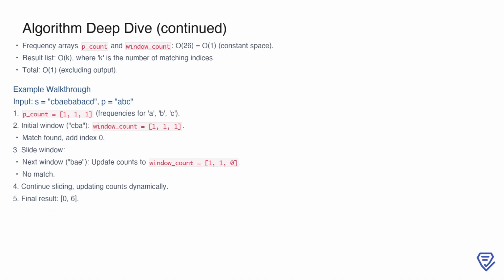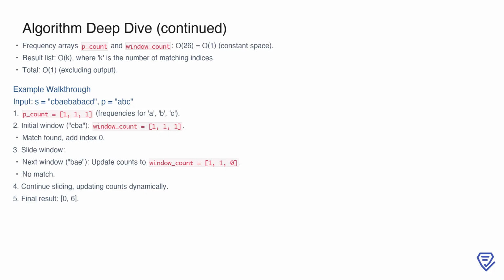The time complexity of our algorithm is O(n). This includes O(m) for pre-computing the frequency of p, where m is the length of p, and O(n) for sliding the window across s. The space complexity is O(1) for the frequency arrays p_count and window_count since their size is fixed at 26, regardless of the input size. The result list requires k space, where k is the number of matching indices.